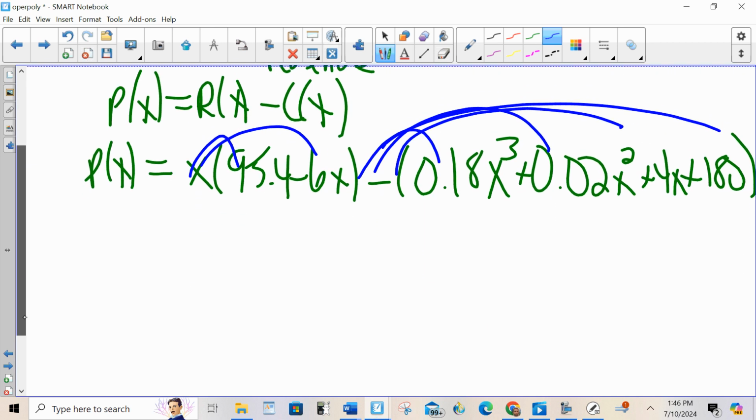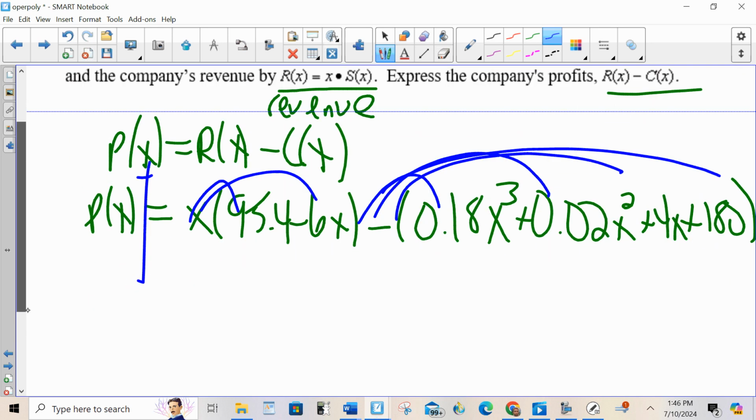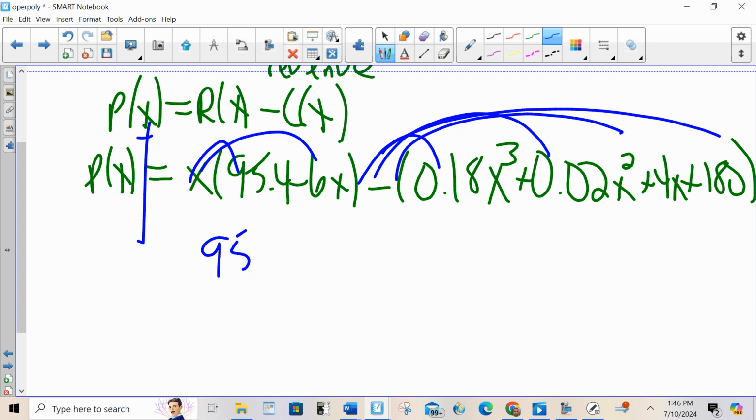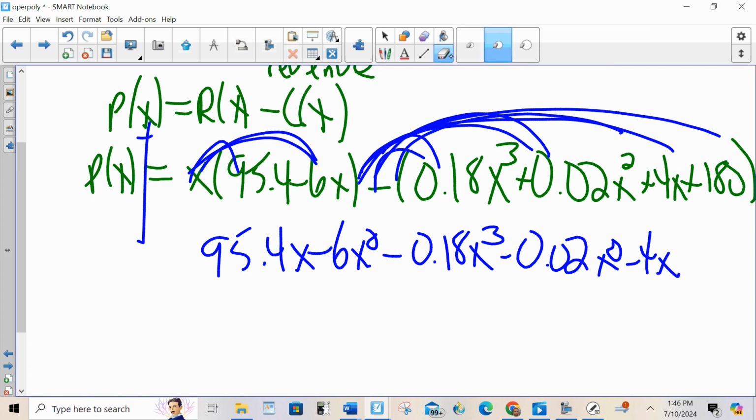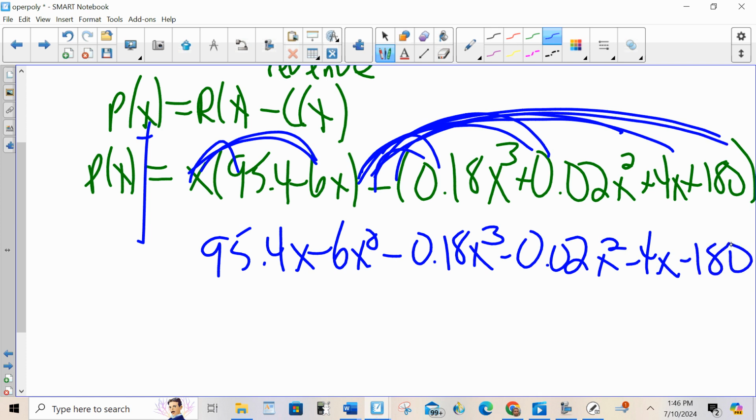That gives me 95.4x minus 6x squared minus 0.18x to the third minus 0.02x squared minus 4x. That squared is not pretty. Minus 180. And then we combine like terms.